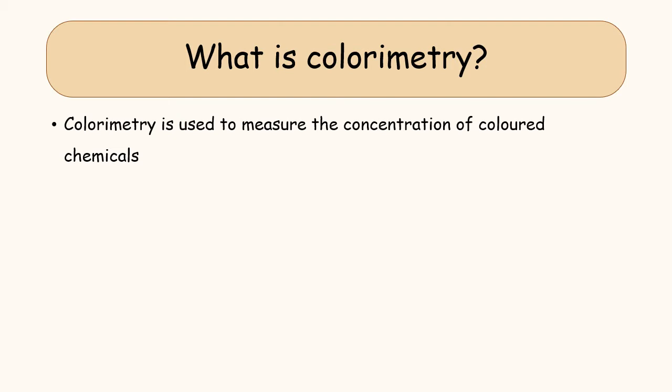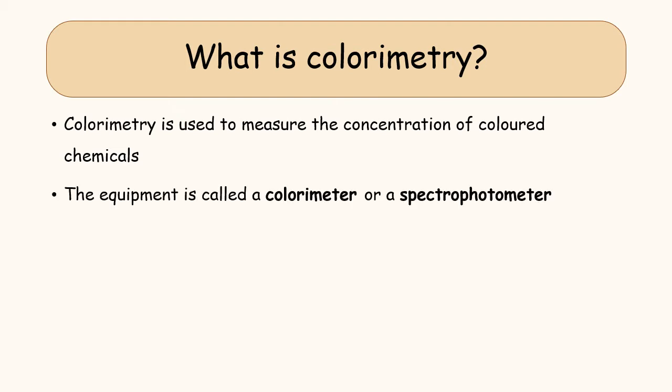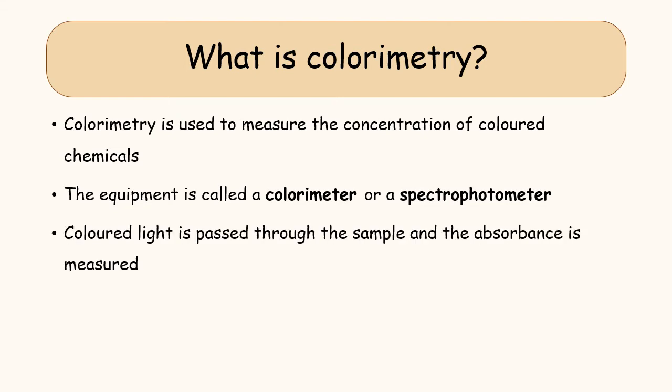We spell colorimetry the American way. You will not get marked down if you do put a U in the word colorimetry, okay? So don't worry about that. The equipment we use is called a colorimeter, or sometimes it's known as a spectrophotometer. Both mean the same thing and they work in the same way.